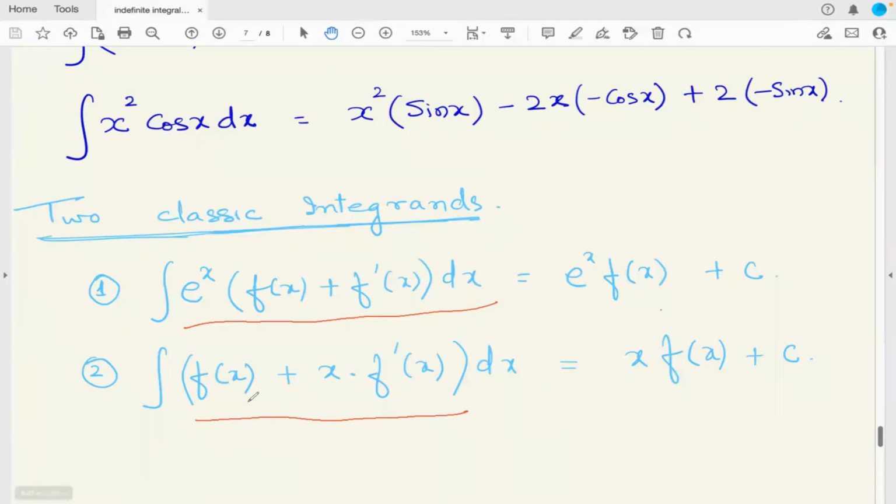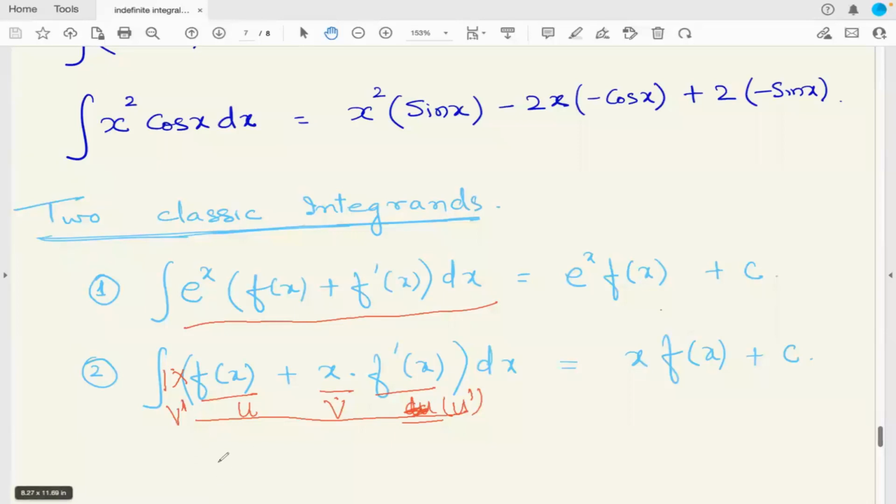So let's have a look. If you look at this function, what is it? This is f(x) plus x times the differentiation of f(x), right? This is what is written. If we assign f(x) as u, then this will be u dash. And if we assign x as v, here obviously, the differentiation of x is 1, so v dash is written.